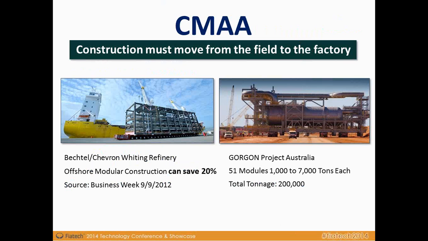CMAA, the Construction Management Association, they're really focused that we've got to move construction to the factory. Modularization, a lot of different things, pre-assembly, a lot of different ways to do this. But in that Whiting refinery saved 20% on their cost, and they brought that thing in 2 months ahead of schedule. So there's some phenomenal things being done in the way of modular activity, and that's going to be the only way we're going to be able to meet some of the challenges coming up in the next 4 to 5 years. Okay, next one.